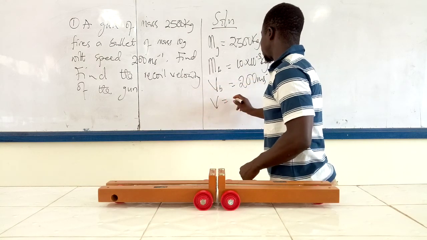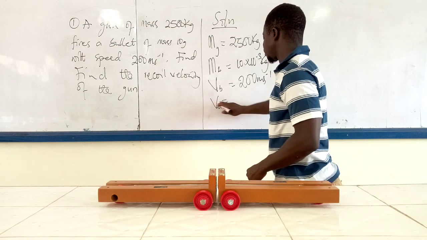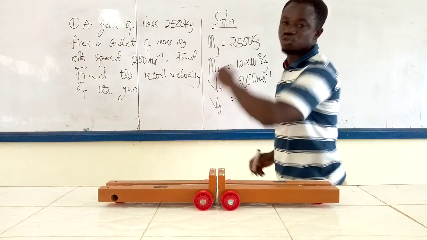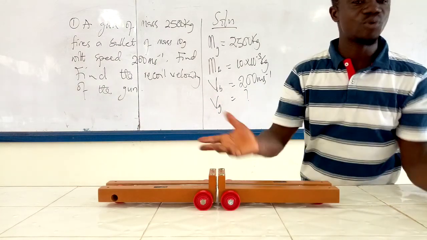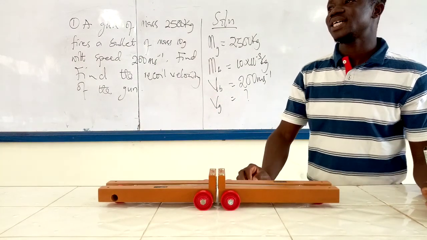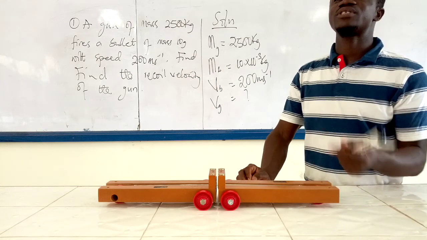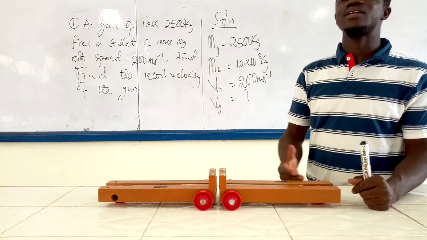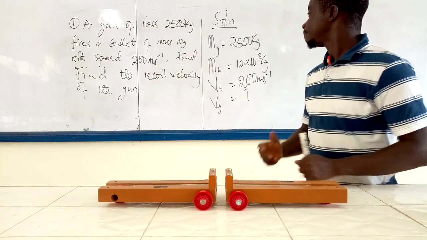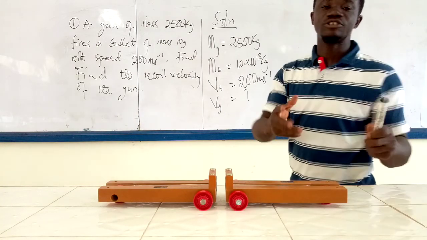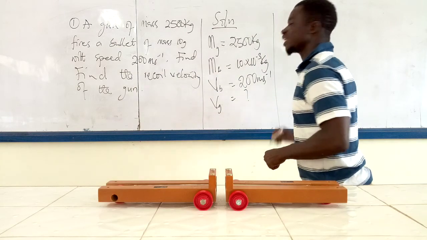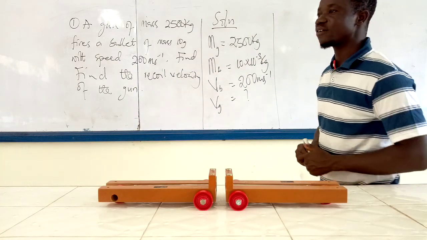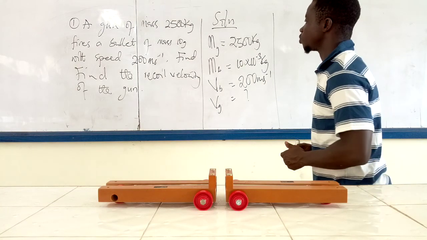Now we want the velocity of the gun. There are two ways I can do this. I can use the momentum conservation principle, I can use Newton's second law, or I can use the application of Newton's third law. Newton's third law will make it easier for us. So let me use Newton's third law of motion.